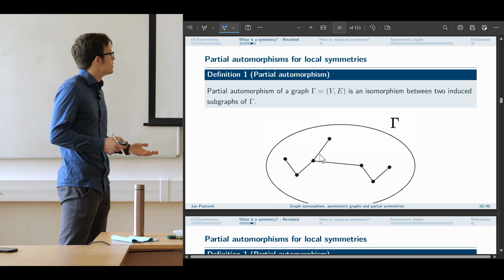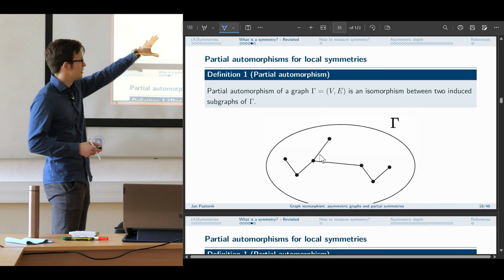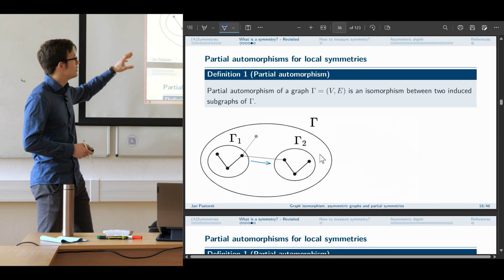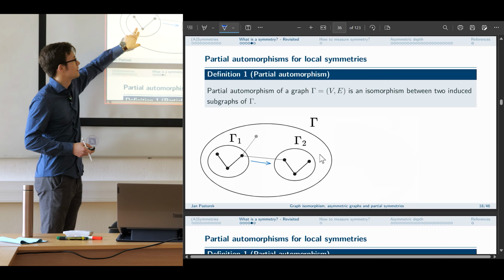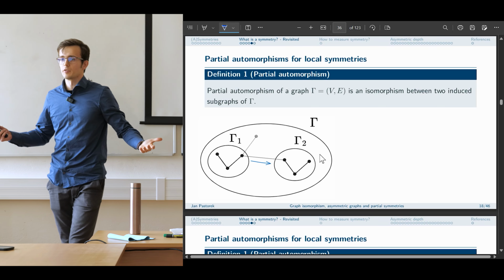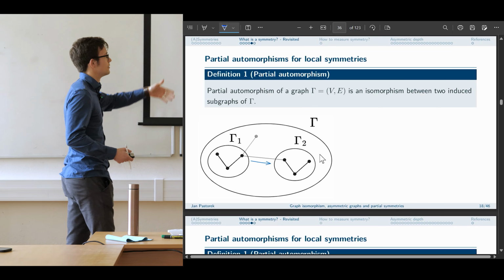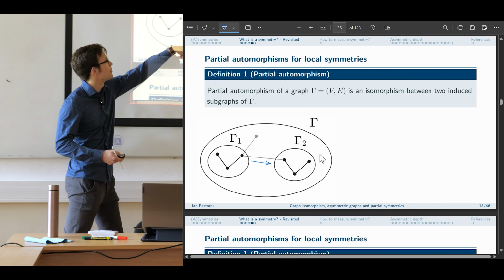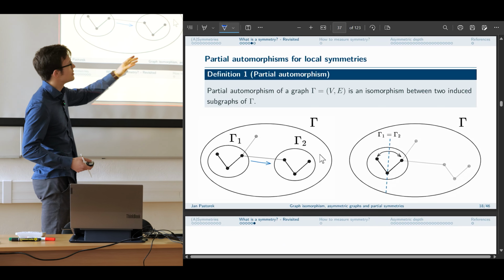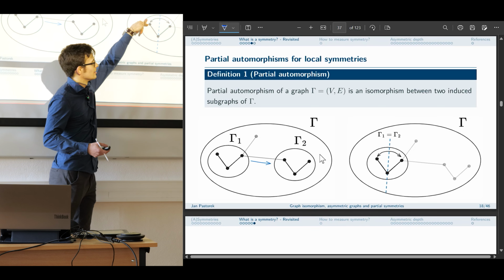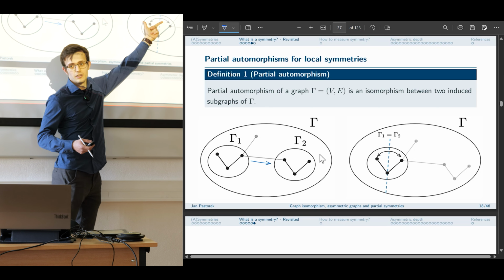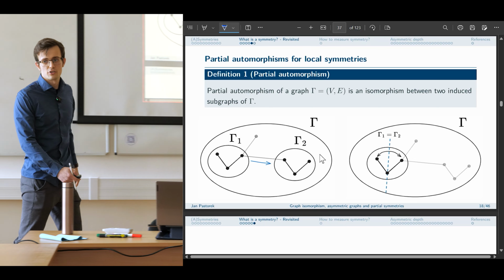And okay, so what do I mean? Let's take some simple example. This graph, 7 vertices. I take induced subgraphs on 3 vertices, for instance, this one and this one. And as you can see, they are isomorphic, right? They are the same. Okay, so this is a valid partial automorphism of that gamma. Okay, but also, as you can see, there is the same induced subgraph, but it also has this reflection, so it's also a valid partial automorphism.